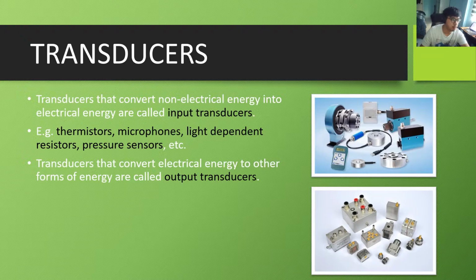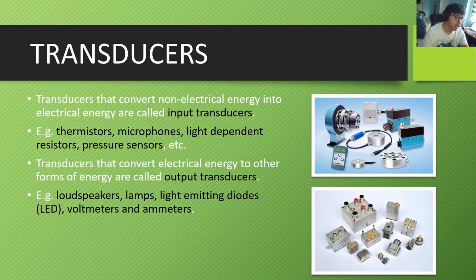And then the second type of transducer is what we call an output transducer. An output transducer is when something that's in the electrical circuit is being produced out to the surroundings or to the outside world. So that's why it's called output.